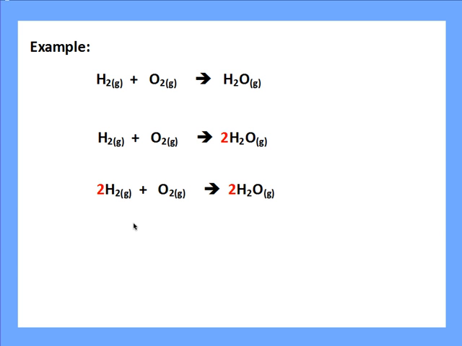So if we do that, we now see we have a balanced equation. 4 hydrogen atoms on the left, 4 hydrogen atoms on the right, 2 oxygens on the left, and 2 on the right as well. Okay, so that is now a balanced equation.